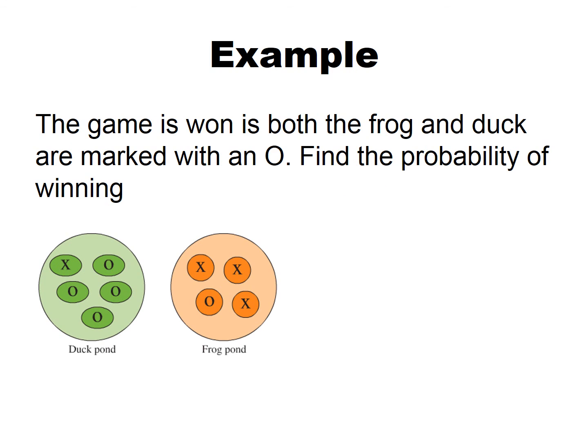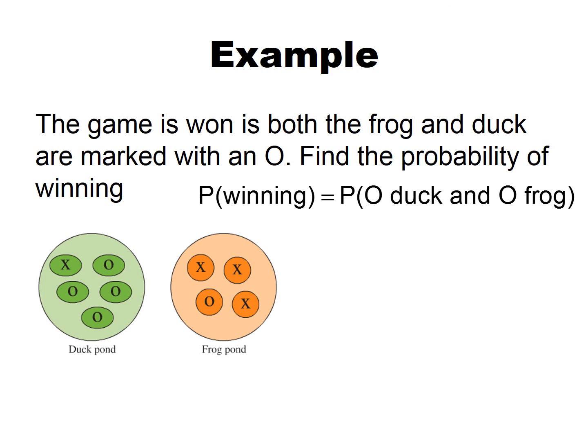So let's apply this to a simple example. This is a little game of chance that's described in the book. We've got here a duck pond with some rubber ducks floating around. One of those rubber ducks is marked with an X and the other four are marked with O's. And then we've got a frog pond here with rubber frogs floating around. One of them is marked with O and the other three are marked with X. So you pick a duck and then you pick a frog, and the game is won if both the frog and the duck are marked with an O. Find the probability of winning.